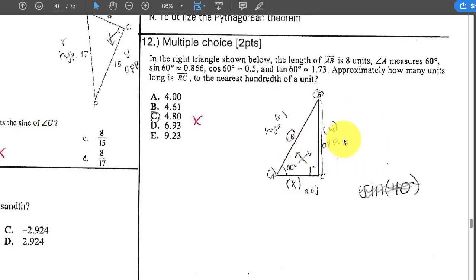Student started at 60, labeled it correctly opposite x in the hypotenuse. They wrote sine of 40. Hopefully it would be sine of 60 as your starting point. So that's why they are incorrect.